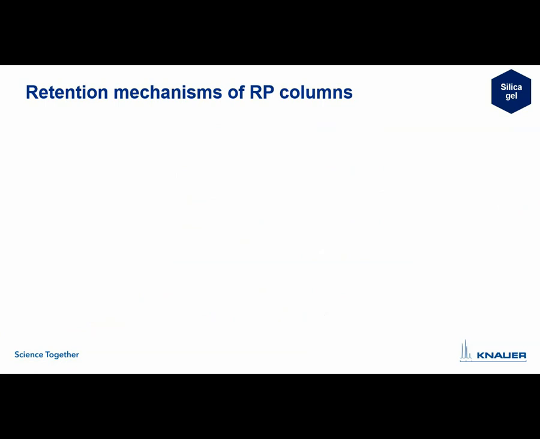Okay, but the question, of course, is what is the retention mechanism now happening on these reverse phase columns? So what does an analyte see when it comes for separation on this column? This is really complex, and there are a lot of different mechanisms involved. I just want to show you the three most important ones that are really defining the selectivity of a column.